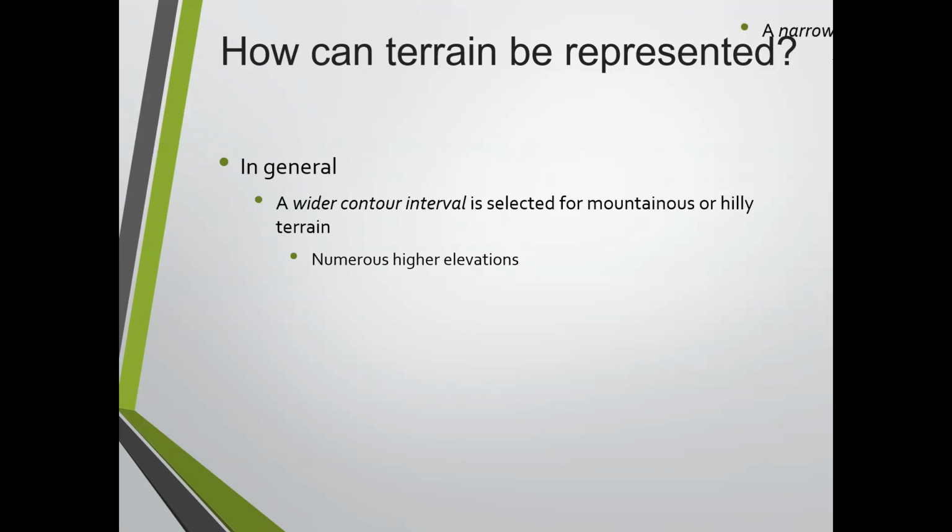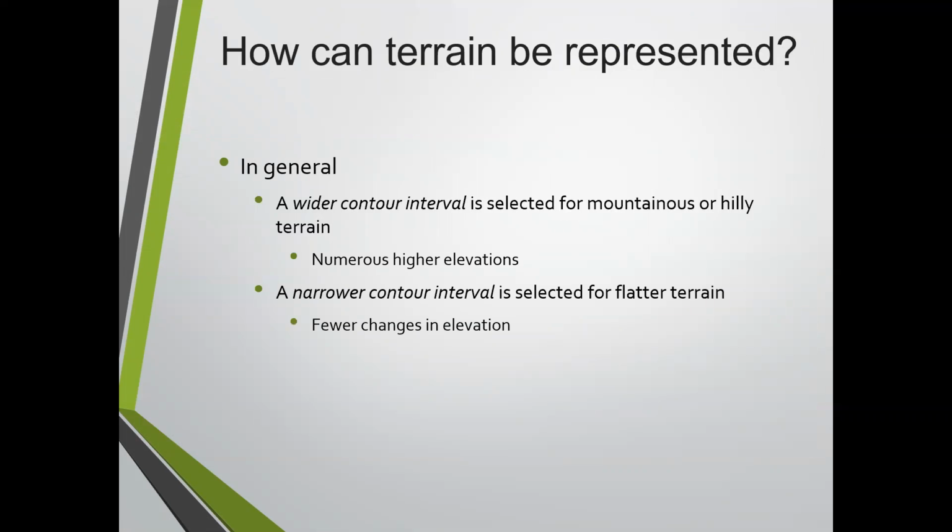And if you're in a flatter area, you're going to use a narrower contour. So you might use a 1-foot contour. You may even use a 1/2-foot contour if it's very flat. You probably won't see too many maps like that. But with that, we have very few changes in elevation.